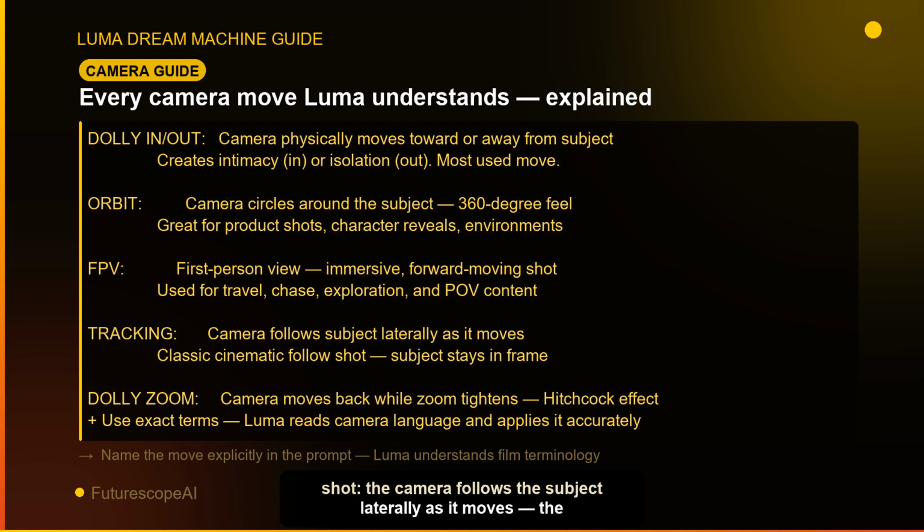Tracking shot. The camera follows the subject laterally as it moves, the classic cinematic follow shot where the subject stays centered in frame. And dolly zoom. The camera moves back while the zoom tightens simultaneously, the Hitchcock effect that creates a sense of psychological vertigo. The key tip: name the move explicitly in your prompt using these exact terms. Luma reads film terminology and applies it accurately.